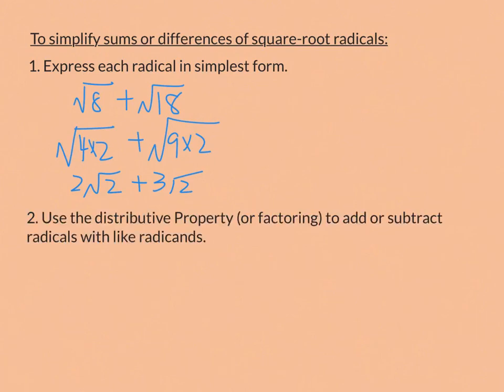Step 2, use the distributive property of factoring to add or subtract radicals with like radicands. So let's go back to the example above, and we know that root 2 and root 2 are like radicands, so we can now combine them. So we can factor out root 2, and you end up with 2 plus 3 times root 2, and that gives us 5 root 2.